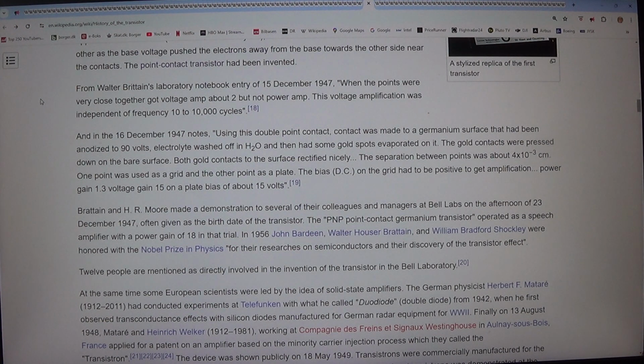And in the 16th of December, 1947 notes: using this double point contact was made to a germanium surface that had been anodized to 90 volts, electrolyte washed off in H2O, and then had some gold spots evaporated on it. The gold contacts were pressed down on the bare surface. Both gold contacts to the surface rectified nicely. The separation between points was about 4x10^-3 cm.